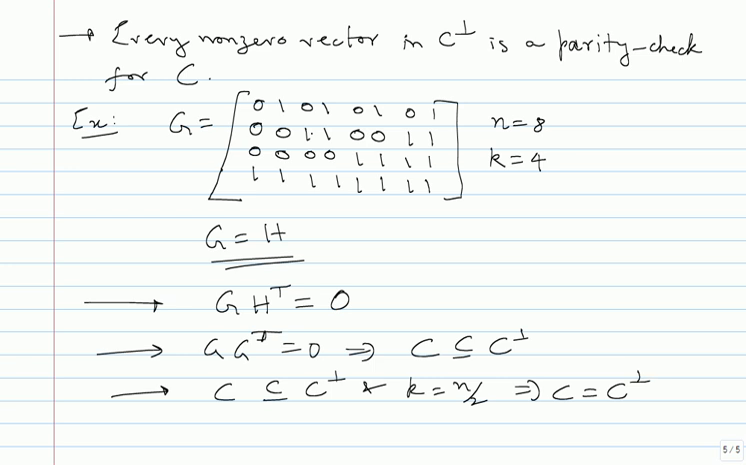For instance, in this 4x8 matrix G that I have here as an example, you'll see G times G transpose is 0. What does G times G transpose being 0 mean? Any two rows should be orthogonal to each other. The row should be orthogonal to itself. You'll see all those properties will be satisfied. So you see immediately C will be contained in C perp. But you notice K is N by 2, which means the dimensions of C and C perp are the same. So the number of code words are the same. So obviously C should be equal to C perp as well. So we can easily conclude those things based on these kinds of arguments. Okay? Alright, thanks.